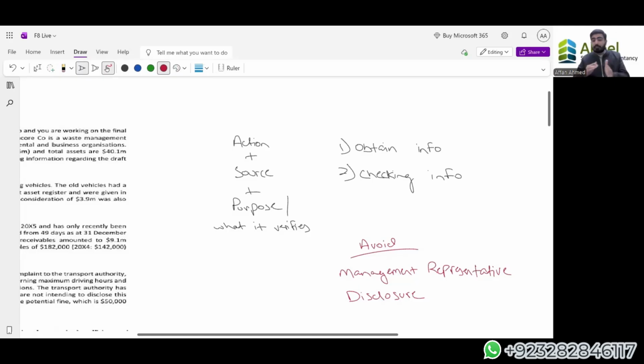Now, the placement is also important. If you write these points before, let's say the first point is obtain information, second point goes for management representation letter or disclosure, he will develop a mindset that you don't know what to write next. You're not structured.